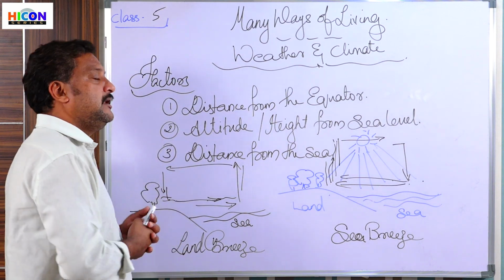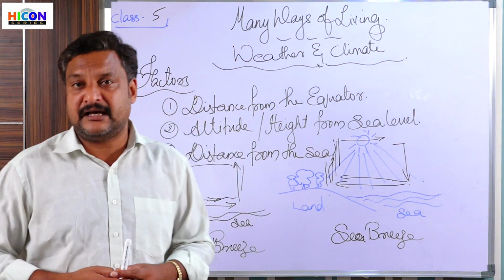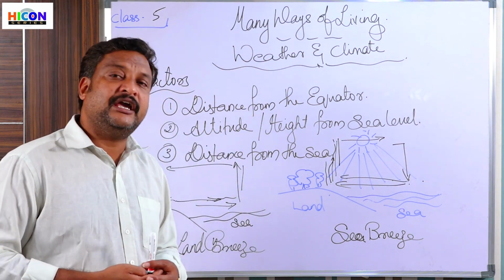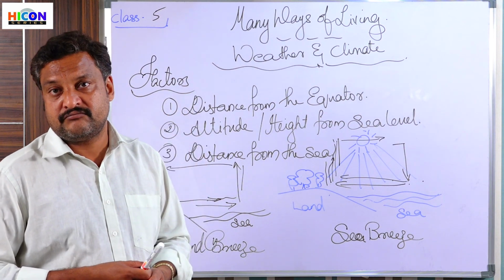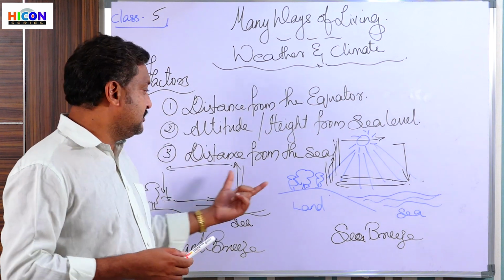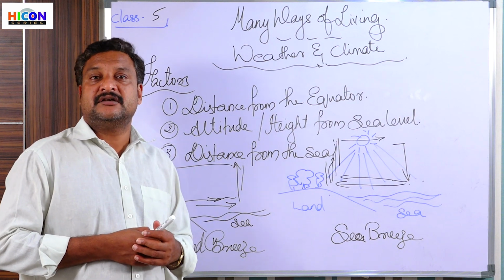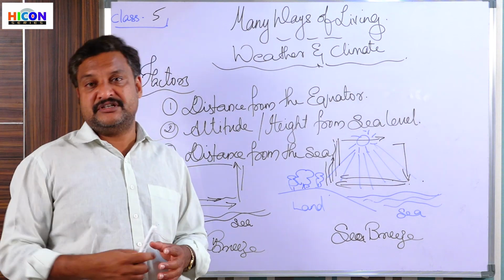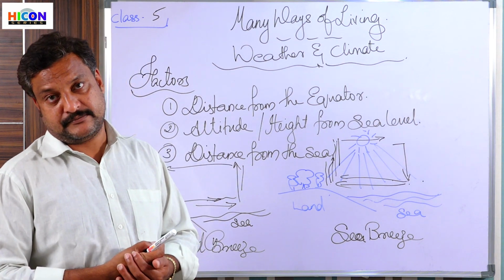So days and nights around the coastal regions experience a sea breeze and a land breeze, which keeps the climatic conditions of the region under check. Because of this reason, the region around the coastal areas will have a moderate climate, whereas the regions away from the coastal regions will have extreme climatic conditions.